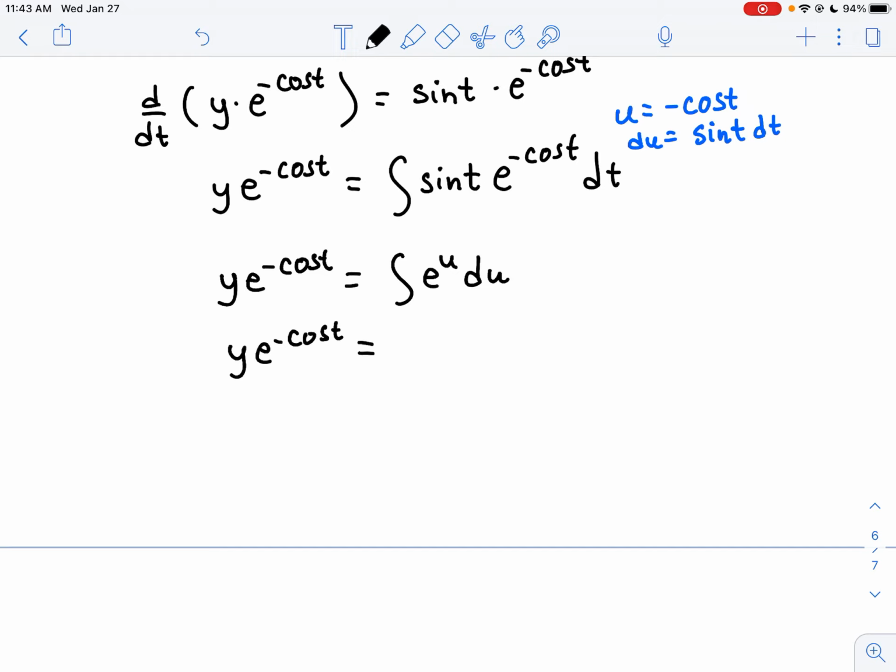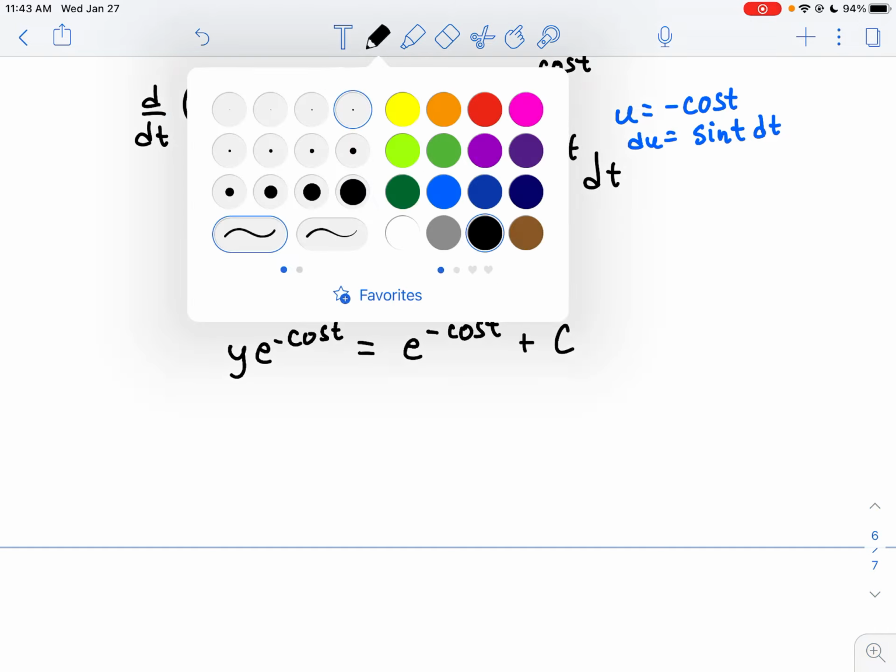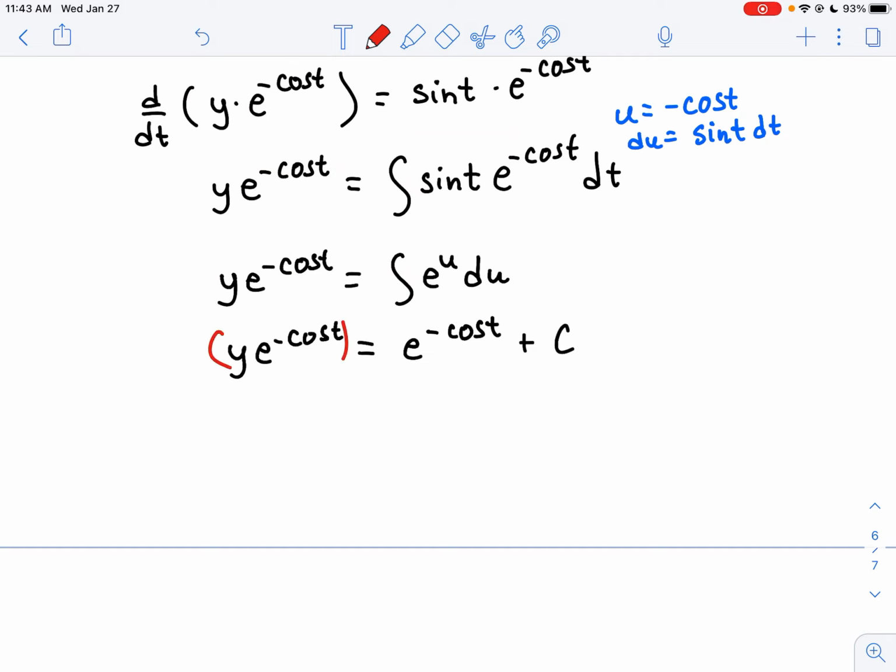And then do the back substitution, e to the u, so it's e to the negative cosine of t. Don't forget the plus c needs to surface at this point. And then finally, I want to get the y by itself, so I'm going to multiply both sides by e to the positive cosine of t. That'll get the y isolated.